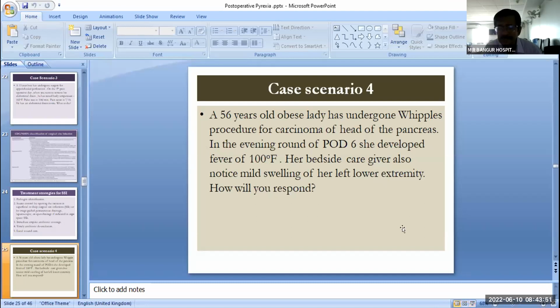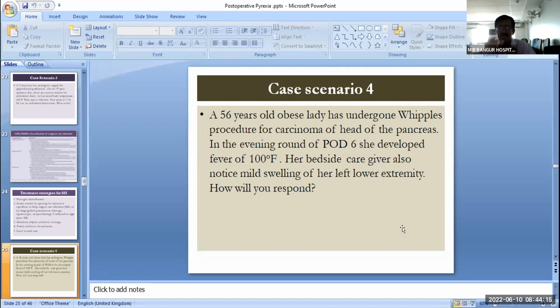If you take a history that the patient had an episode of deep vein thrombosis in an earlier period, is this patient high risk or low risk? High risk, sir. Any previous history of DVT is also high risk. So you should take into account some pre-op factors.